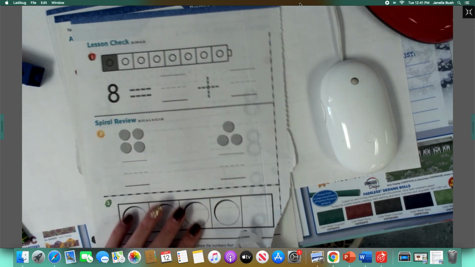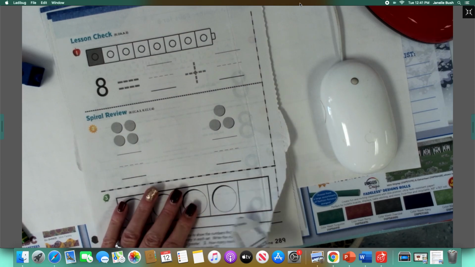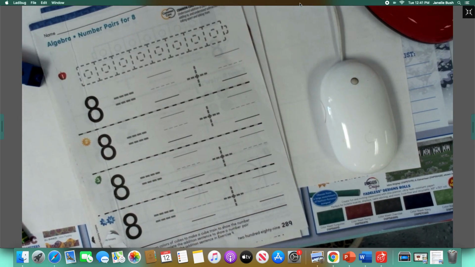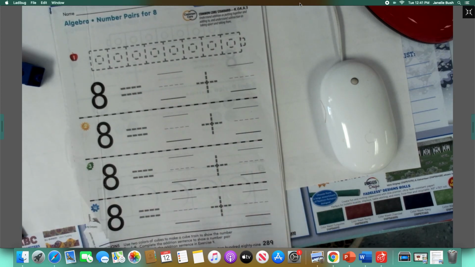All right, make sure that when you complete these papers that you stick them in your packet and turn them back in when we come back to school, hopefully on Wednesday, because I miss you so very much.